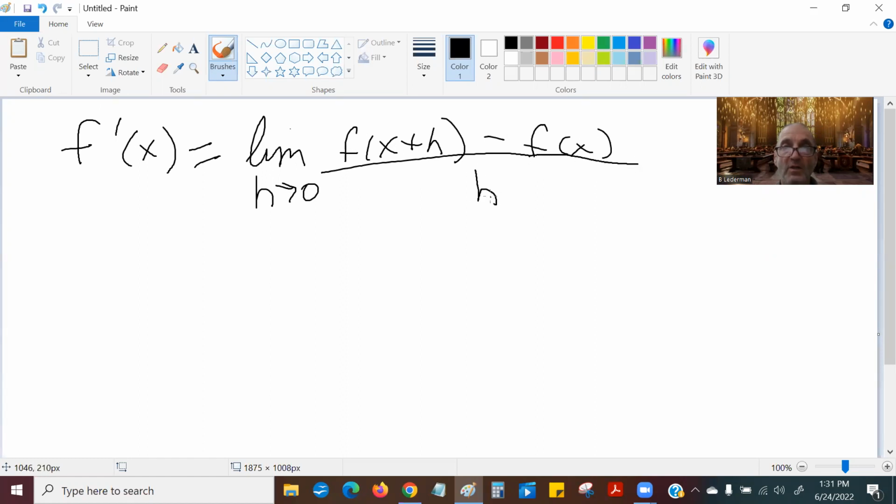over h. Now, if you notice, this is one of these guys where the bottom is clearly going to 0 because h is becoming 0. The top is also going to 0 because as h goes to 0, this would be f of x minus f of x. You see what I'm saying? So if I just plug in h equals 0, I get 0 on top, 0 on the bottom, and therefore you can't just plug in h equals 0. You gotta work with this. So first, let me just copy this.